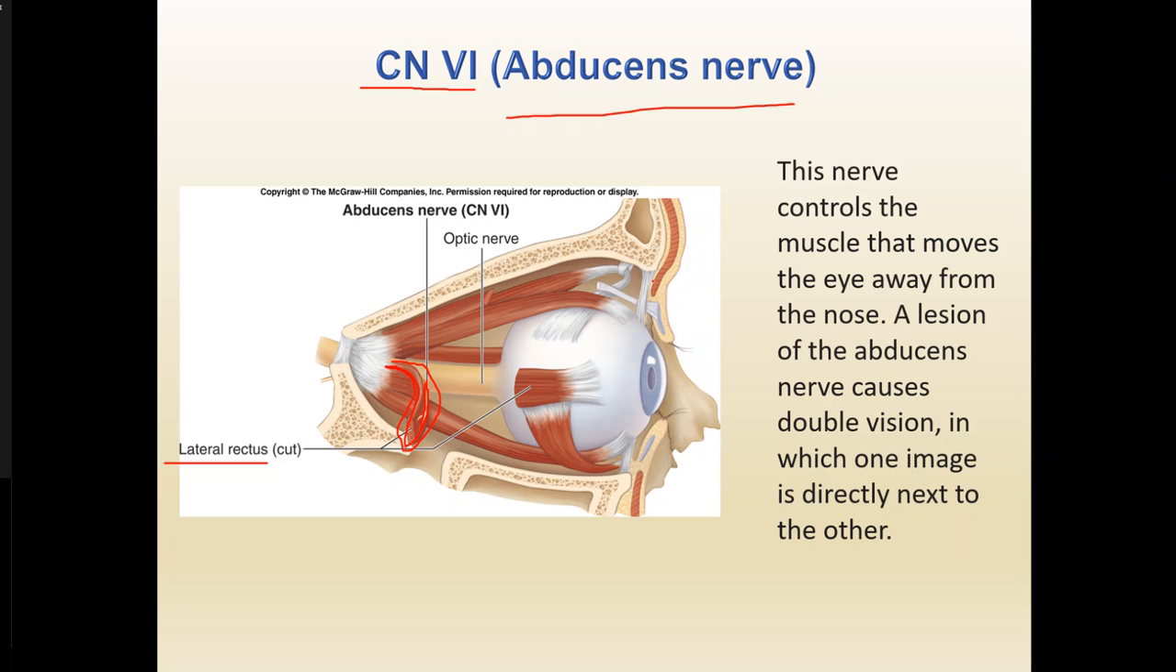And if you have damage of this nerve or some kind of lesion, well, this causes double vision, that some people may experience, even temporarily. It depends, sometimes there is inflammation and things like that.